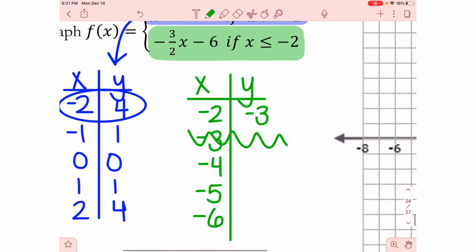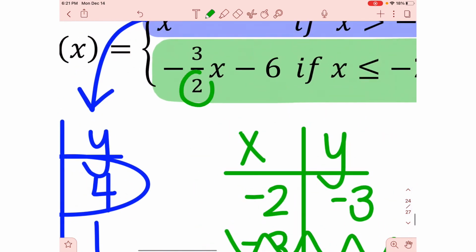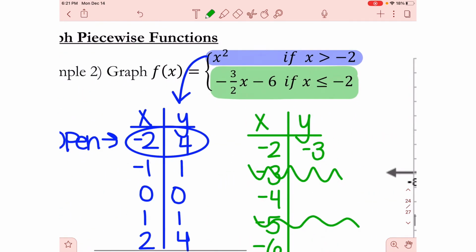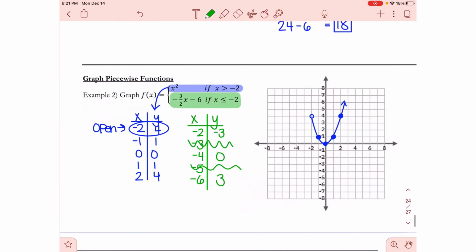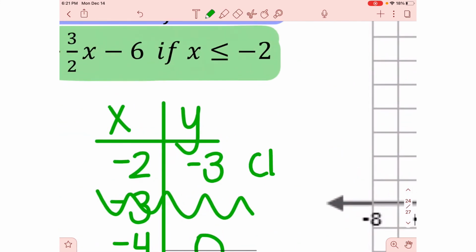I just have to get a few points, and I know it's going to be a line, so let's just do even numbers. We're not going to do these odd numbers. So the moral of the story is if the denominator is 2 and a fraction, you only want to pick numbers divisible by 2. If that denominator was 3, I would only pick numbers divisible by 3. So when I pick -4, let's see, -4 over 2 is 2 times, so that's going to be 0. And then -6, so that's going to be 9 minus 3 is 3. So those are my points, -2, -3, and this point is going to be closed.